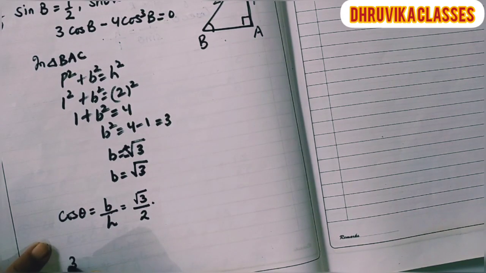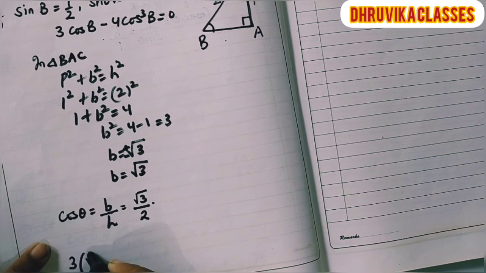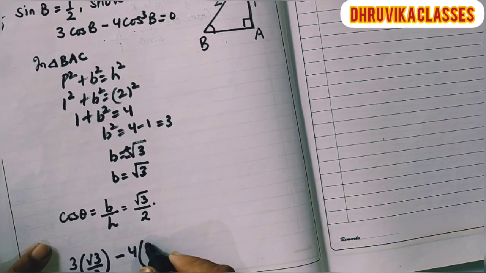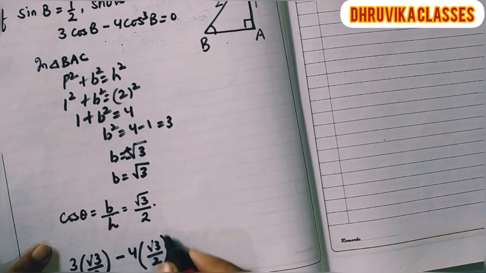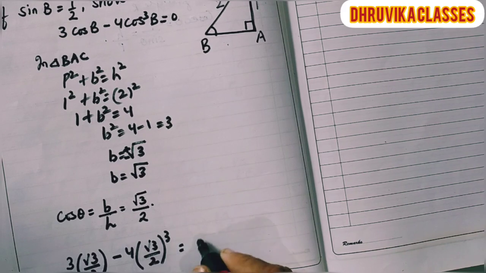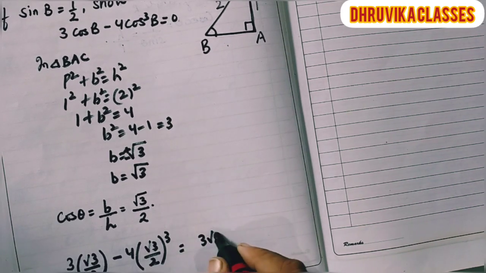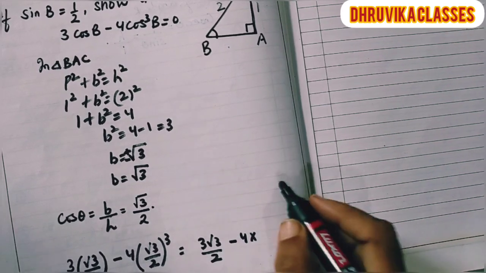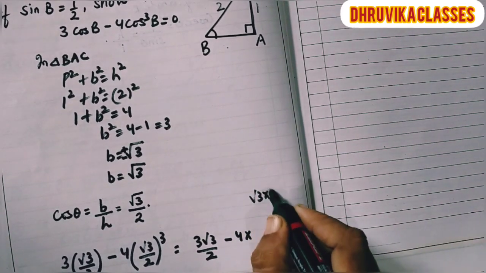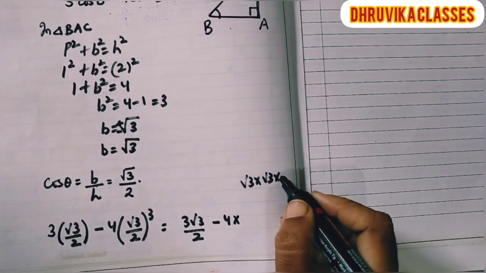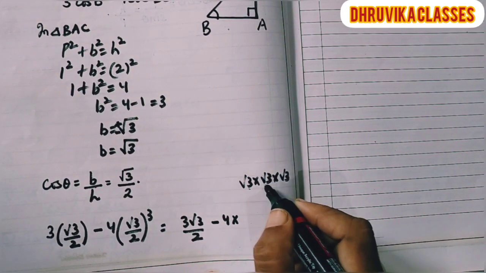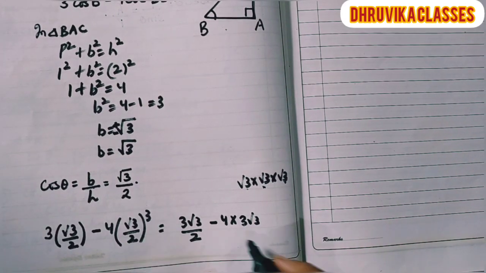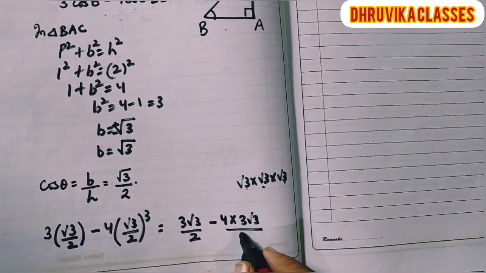How to solve it? This is 3 cos B, where cos B is root 3 by 2, minus 4 cos cube B, root 3 by 2 whole cube. Now we solve it. 3 root 3 by 2 as it is, minus 4 into root 3 cube. How many times do we have to multiply? 3 times. Root 3 into root 3 is 3, 3 into root 3 is 3 root 3. And 2 cube is 8. 2 2s are 4, 4 2s are 8.